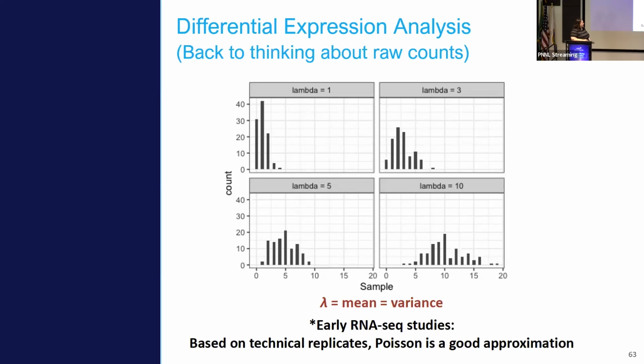So a lot of early RNA-seq studies were based on technical replicates rather than biological replicates. In other words, taking a sample and prepping it into multiple aliquots and running it. It makes sense when a technology is new, you want to show that you have reproducible work. And in this case, a Poisson distribution was actually not a bad approximation for any given gene and the counts that you would observe.